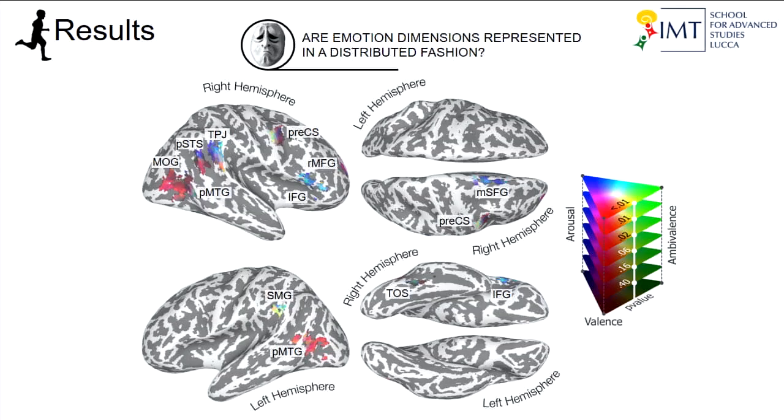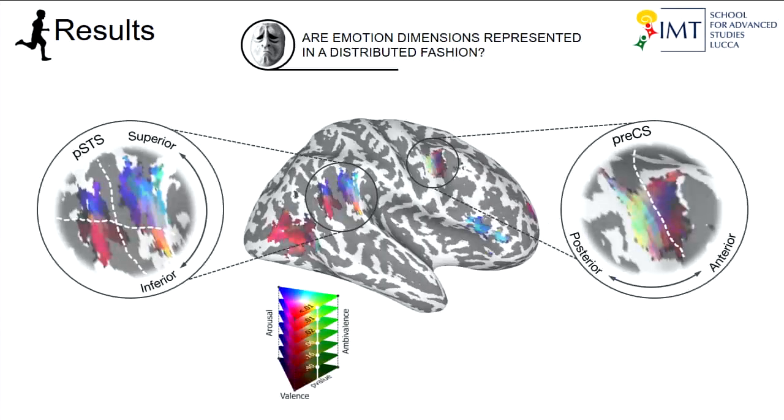So as you can see, we can observe regions in which there is a dominance of a single dimension, such as the bilateral posterior MTG for valence and the medial superior frontal gyrus for arousal. But what is actually more interesting is that in some regions we can observe the presence of a gradient. In posterior STS and TPJ, we can see that the more inferior territories are encoding valence, while the more superior ones are encoding arousal. And in the precentral sulcus, we can see that the posterior part is encoding ambivalence, while the anterior one encodes a mixture of arousal and valence.